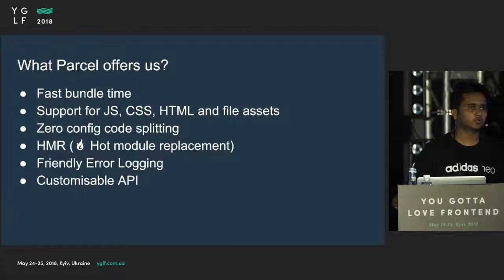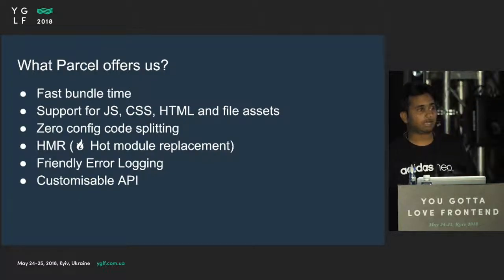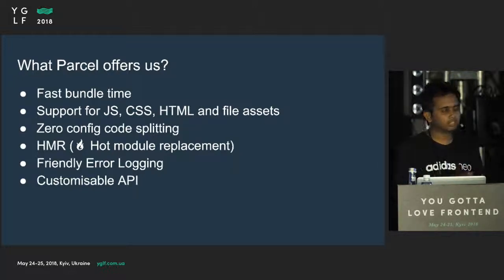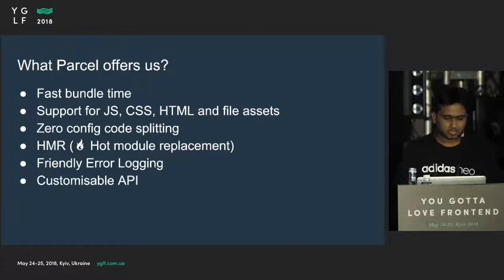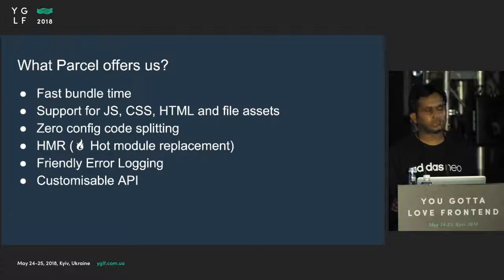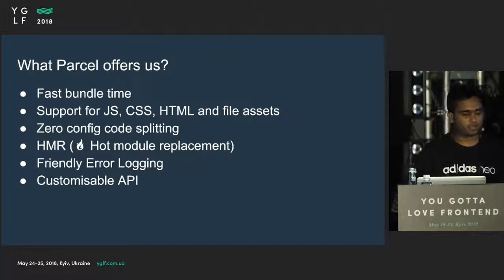It has zero-config code splitting, which means Parcel splits your output into bundles so that whatever you need in your initial load, you'll only require that. It has HMR, as you can see. It has very friendly error logging. It has a very customizable API also, so that if you do not want to use a CLI, you can directly use it. You can directly make your own bundler using the Parcel API.